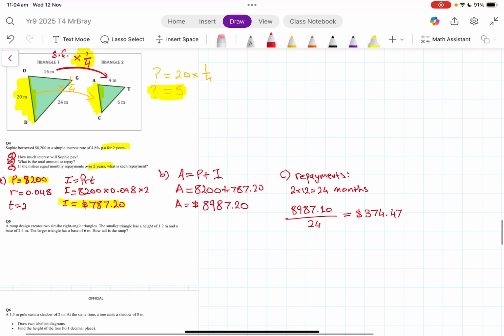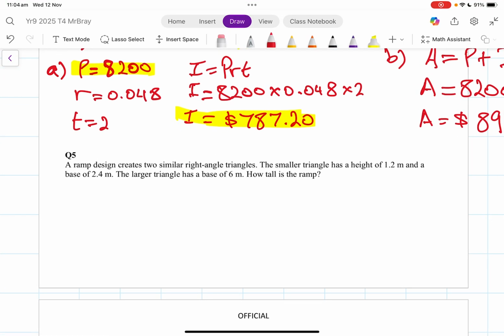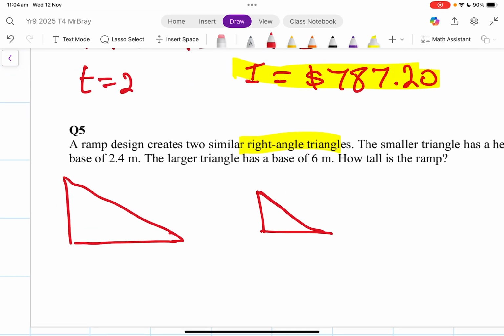Okay. All right. Question 5. A ramp design creates two similar right angle triangles. The smaller triangle has a height of 1.2 meters and a base of 2.4 meters. The larger triangle has a base of 6 meters. So we've got 2 ramps. Ramps will usually look a little bit like this, right? And it does say in the question that they are right angle triangles, right? So that's always handy. So we've got a big ramp and a bit of a smaller ramp. All right, so I know they're not great drawings. It's a little bit hard on the iPad.